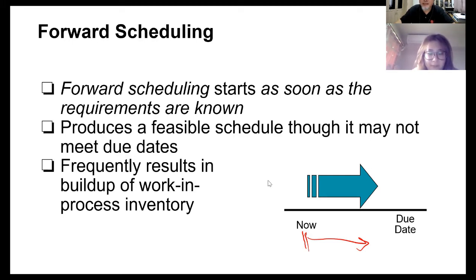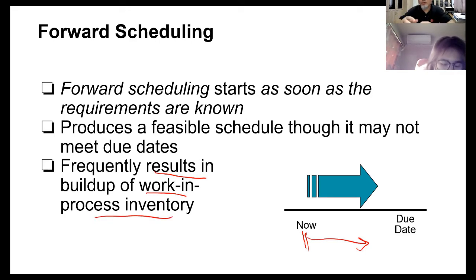Because things come in, I have one more order coming in, a new order coming in. So which one should I do first? Or you do first come, first served. The first order that comes in, you do first. Okay, so that's forward scheduling. The problem is, it will result in work in process inventory.